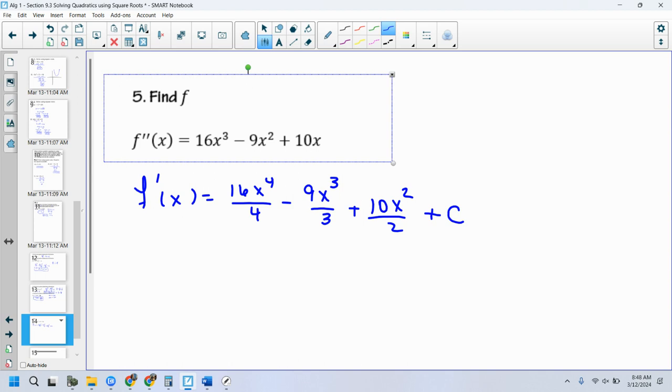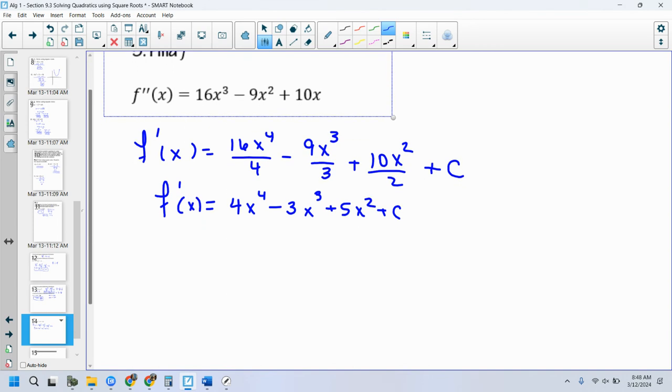Now, are we given any additional information to find c? No, so it's just got to stay. Let's reduce that a little bit, though. That's going to turn into 4x to the 4th minus 3x cubed plus 5x squared plus c. There's f prime.